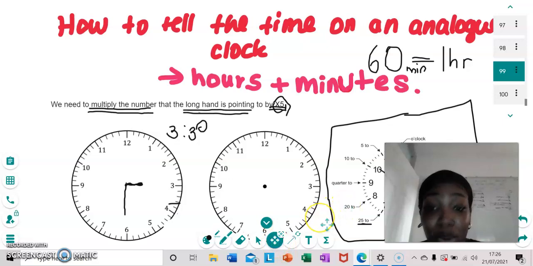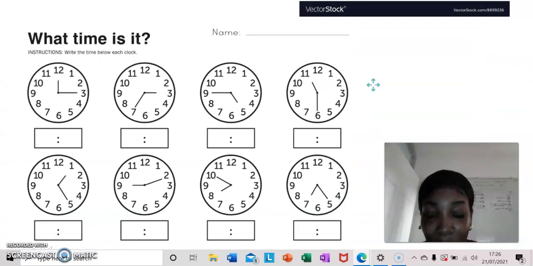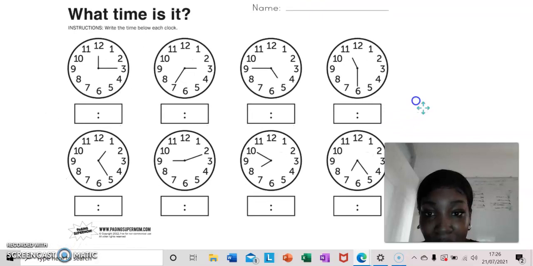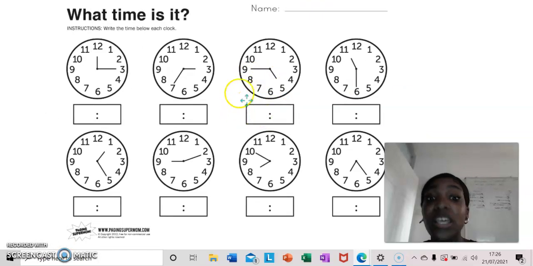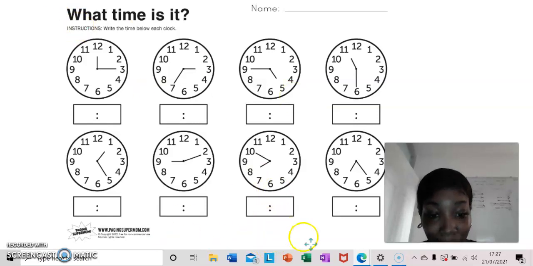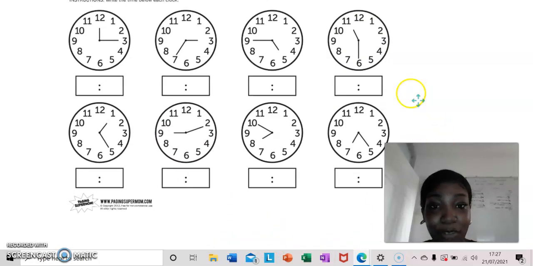If there are any questions you have, or if you'd like me to go through it again, please do let me know. So here are some times down here that I would like you to fill in, and be very, very careful. Remember, the short hand shows the hour and the long hand shows the minutes. And what must we always remember to do for the minutes? That's right, multiply the minutes by 5, okay? That is exactly what we must always remember to do.